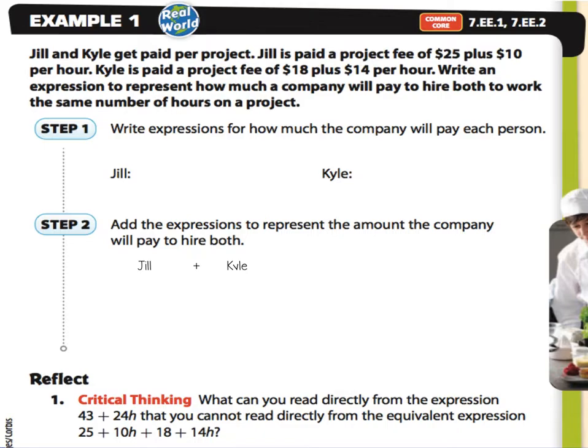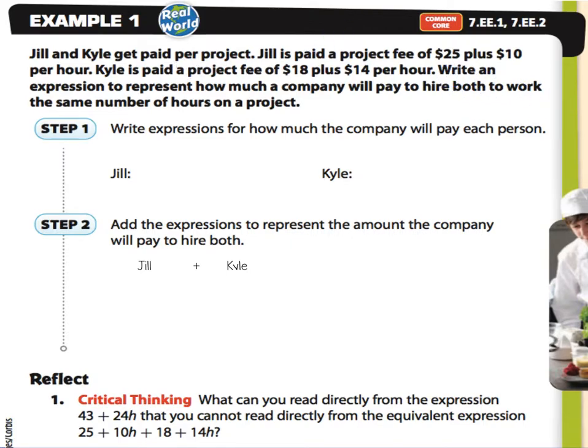All right, so first and foremost, we have Jill and Kyle who get paid per project, and Jill is paid a project fee of $25 plus $10 per hour. Kyle is paid a project fee of $18 plus $14 per hour, and we're going to write an expression to represent how much a company will pay to hire both to work the same number of hours.